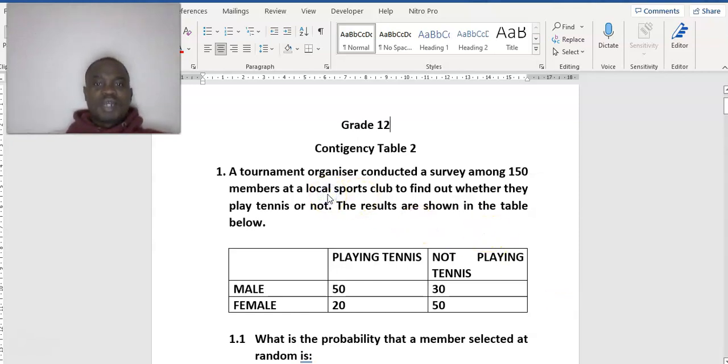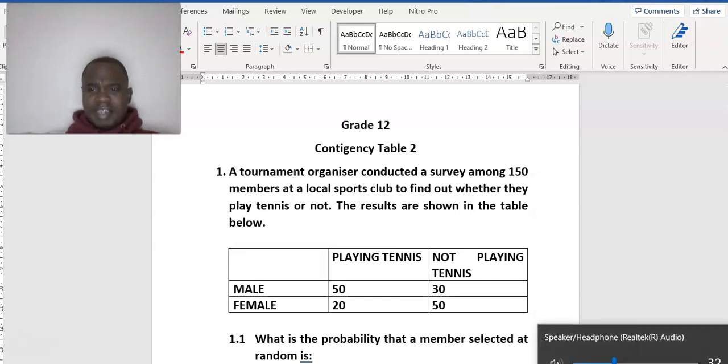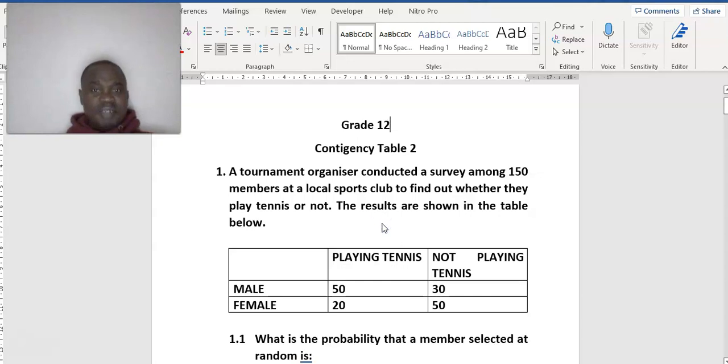Today, I want us to look at contingency tables. I've done one video on this one, and I've decided to do another video for another section on the contingency table.